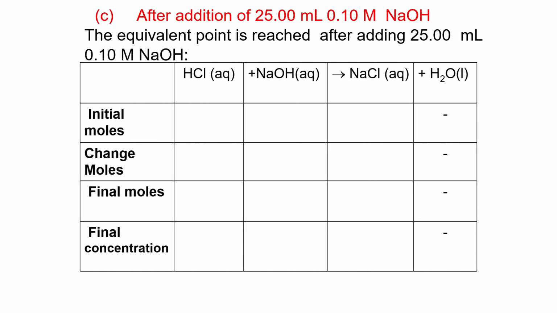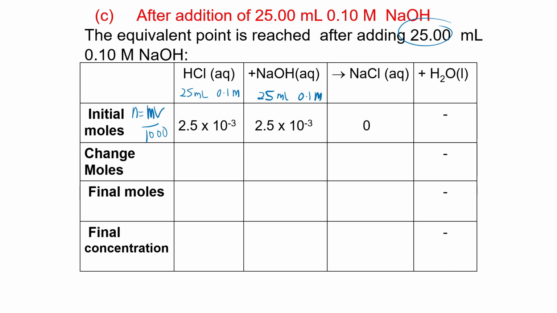So kita perlu juga construct ICF table. So macam biasa sama ni, kita akan calculate mole guna formula mV over 1000. So ini 25 ml 0.1 molar. So ini after add 25 ml. So ini pun sama 25 ml 0.1 molar. Meaning kedua-dua molnya sama.